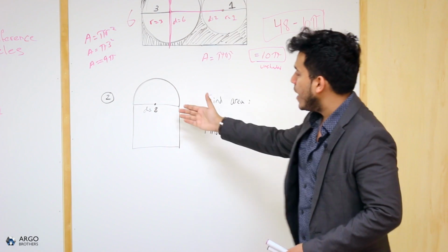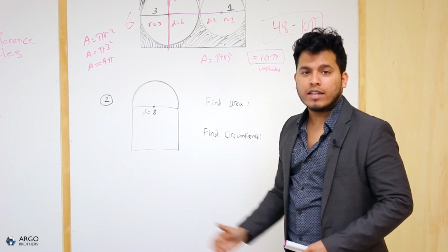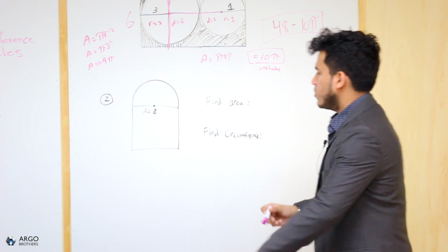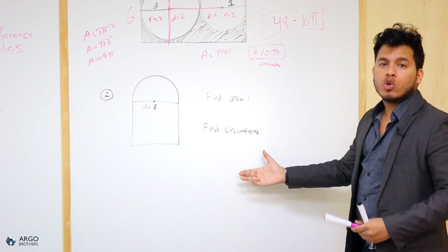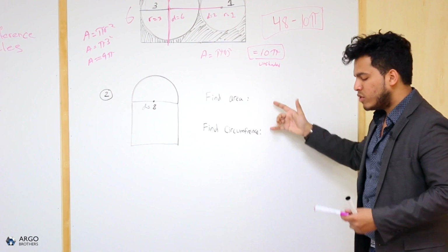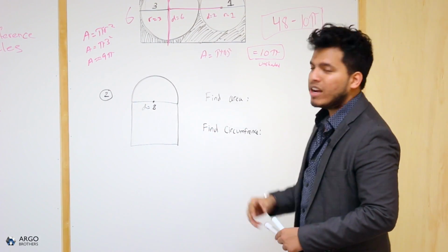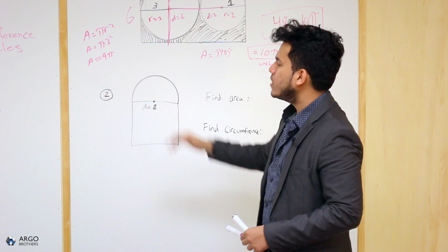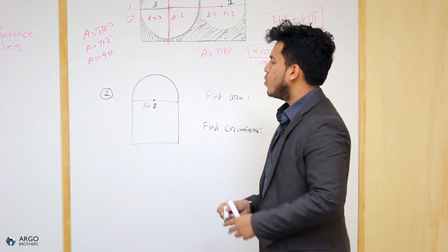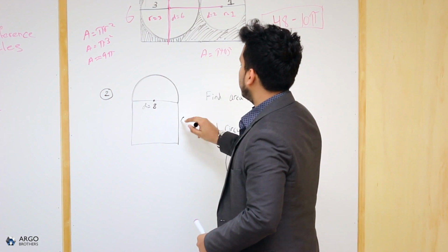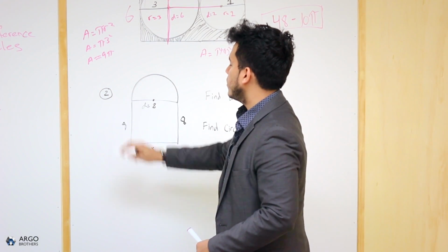Number 2, we have a square in this case and a semicircle. So let's see. Well, the question is asking you, okay, let's find the area and then also let's find the circumference. So we'll have 2 answers, okay? How do you find the area of this? I have the diameter, which is 8. Great thing, this is a square. So the length over here is 8. I also know that this is 8, this is 8, and this is 8.